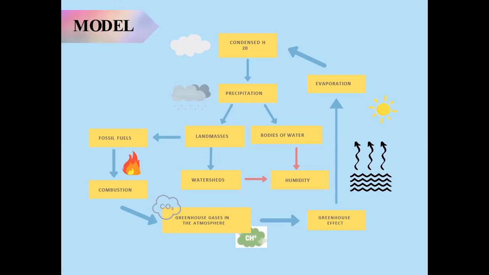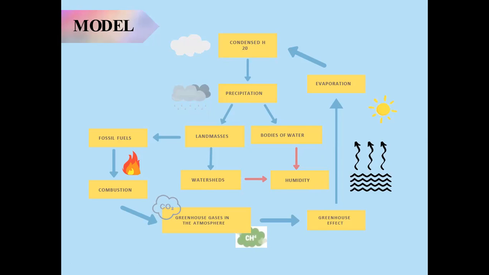Here we can see the whole process, the factors that affect it, and the effects of these factors on the flow of the cycle. Our system starts with the condensed water in the atmosphere. Through precipitation, it is distributed to land masses, then goes to the watersheds and other bodies of water, like rivers and oceans. When we talk about precipitation, we are talking about water that is falling out of the sky. This could be rain, drizzle, snow, sleet, hail, or something more.